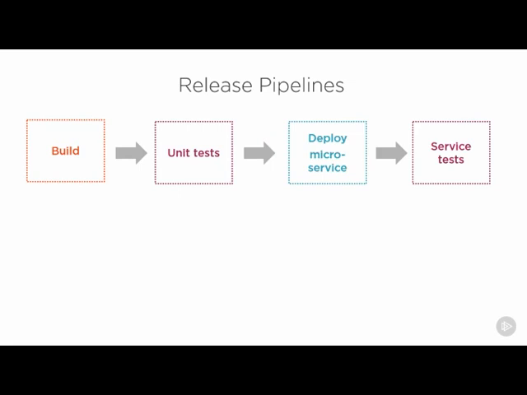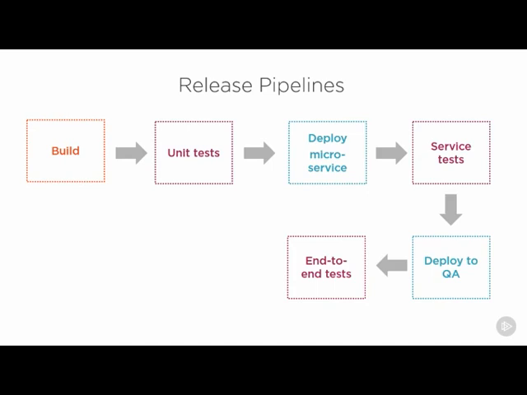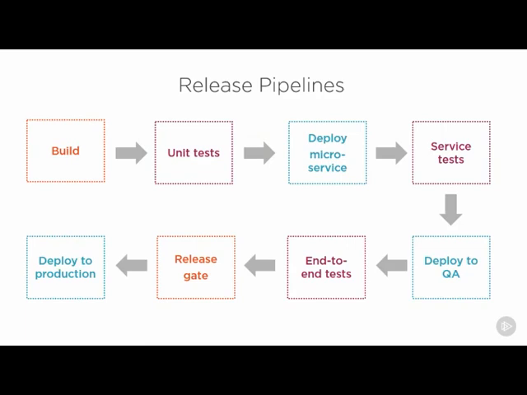If it passes those tests, the next step might be to deploy the microservice into a QA environment, where it can be tested as part of the entire system. And this is the point at which you'd run any automated end-to-end tests. Now, at this point, there's often what's called a release gate. Just because our microservice has successfully passed all of its automated tests doesn't necessarily mean that we're ready to push it straight to production. There may be the need for some additional manual testing or some kind of risk assessment or customer sign-off before finally we're ready for this code to go to production.